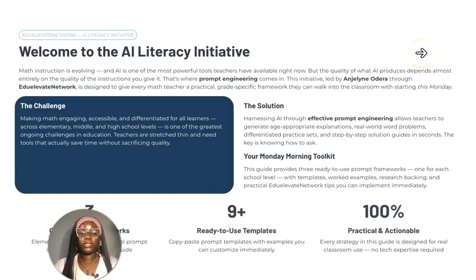So, math instruction is evolving, and it's evolving at a fast pace thanks to AI. AI is remaining as one of the most powerful tools teachers have available right now. But the quality of what AI produces basically depends almost entirely on the quality of instruction you give it. That's called a prompt or an input. I know you guys use ChatGPT, we use that a lot to brainstorm, to generate the lesson plans and more within the teaching field.